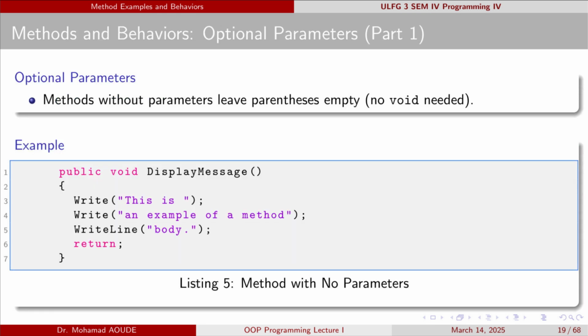Not all methods need to receive parameters. Sometimes you just want a method to perform a task without requiring any external information. In that case, you leave the parentheses empty. This example shows a method called displayMessage that simply prints a few words to the console. Also notice, if a method doesn't return a value, it's declared with void, and the return statement at the end is optional for void methods. It's often omitted for cleaner code.